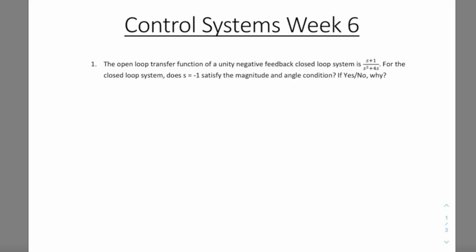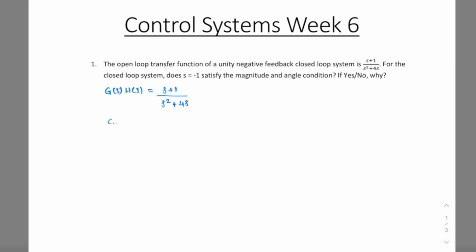All right, so the root locus provides us with the corresponding graphical visualization, and so let's get right into question number 1. The open loop transfer function of a unity negative feedback closed loop system is given here as s plus 1 over s square plus 4s. That means we can write g of s h of s as s plus 1 over s square plus 4s.